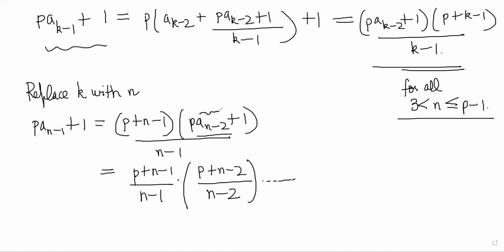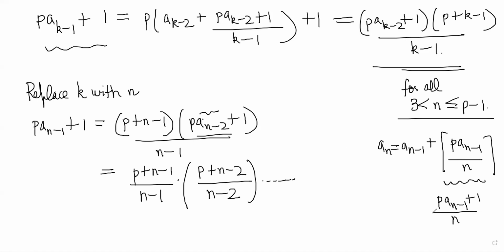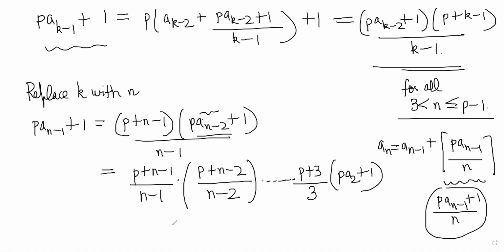and so on, so on. You keep converting this using the first definition. First definition was a n was equal to, you repeat the same steps. A n was equal to a n minus 1 plus least integer function of this by n. You put back a n minus 2 for n here, and then simplify again. And we know this least integer function value is simply p a n minus 1 plus 1 by n. So you use that and you keep repeating, you will end up getting something like this: p plus 3 by 3 p a 2 plus 1, right?